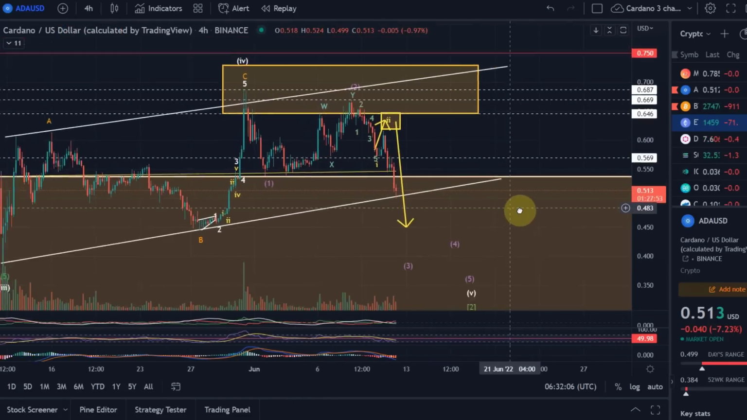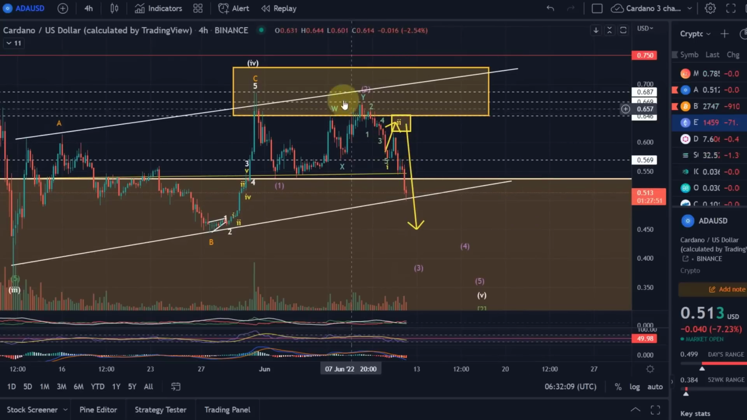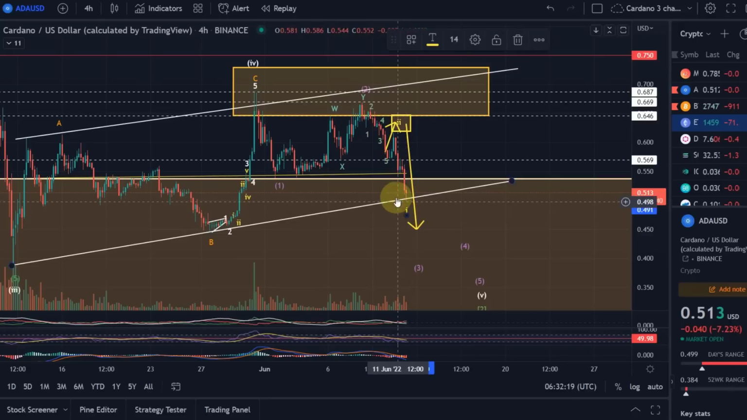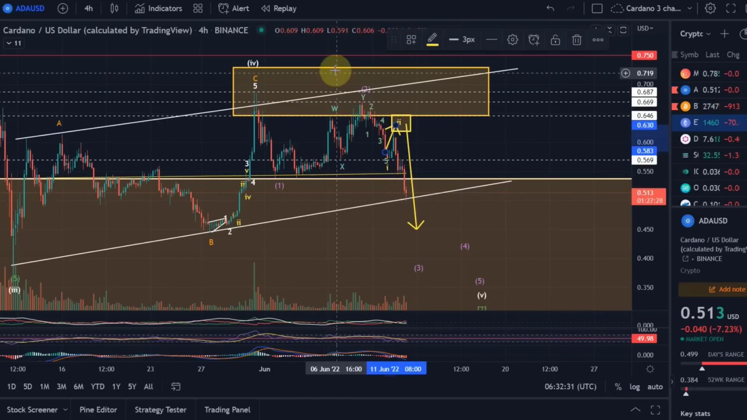There are always different ways of how you can count this, but for me, this is an impulsive wave to the downside. It could also be possible that what we've seen here was the wave 1, and that only now we are coming up in a wave 2 retracement. So if we see any sort of substantial retracement to the upside, then this is probably what it is: that this wave 2 in yellow has never finished, and that this here was the wave 1, because this can be counted as that as well.